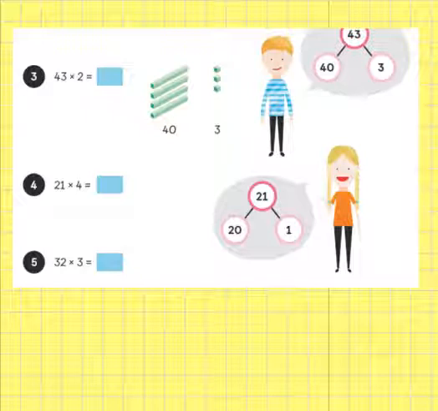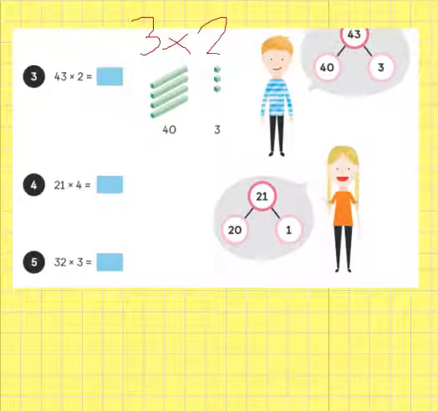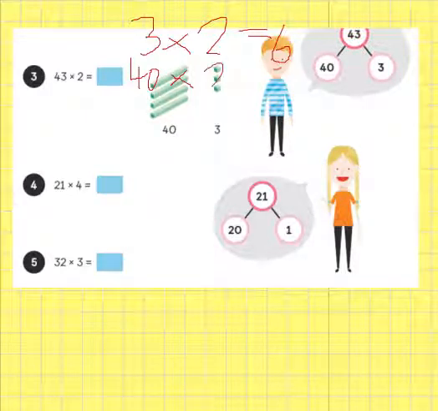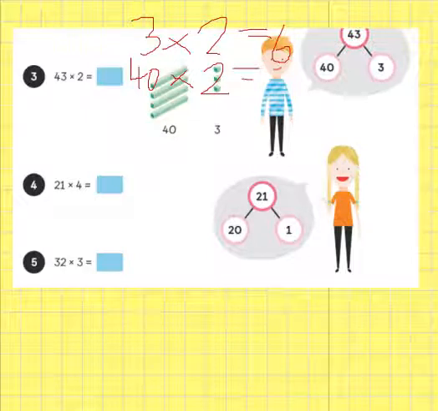We've got 43 multiplied by 2. So 43, I know that I've got 3 here multiplied by 2. 3 times 2 equals 6. Then I've got 4 times 2, or 40 times 2. So 40 multiplied by 2, I know is going to give me 80.